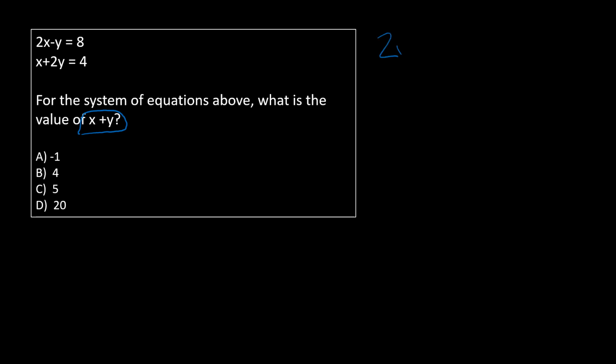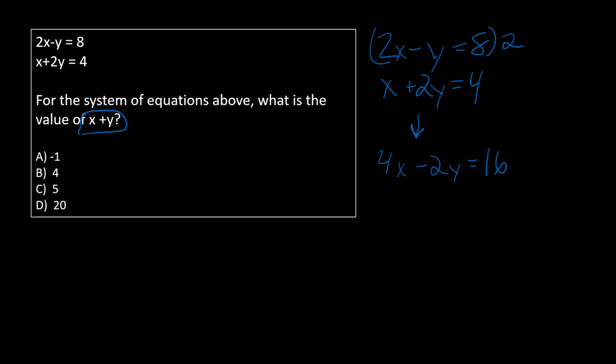Okay, so I'm going to write my equations over here, x plus 2y equals 4. And I'm going to solve this by elimination, I think. So we multiply everything up top by 2. Yes, that's what I want to do. So 4x minus 2y equals 16 over x plus 2y equals 4. Just adding down, we get 5x plus 0 equals 20. So x is going to be 4.